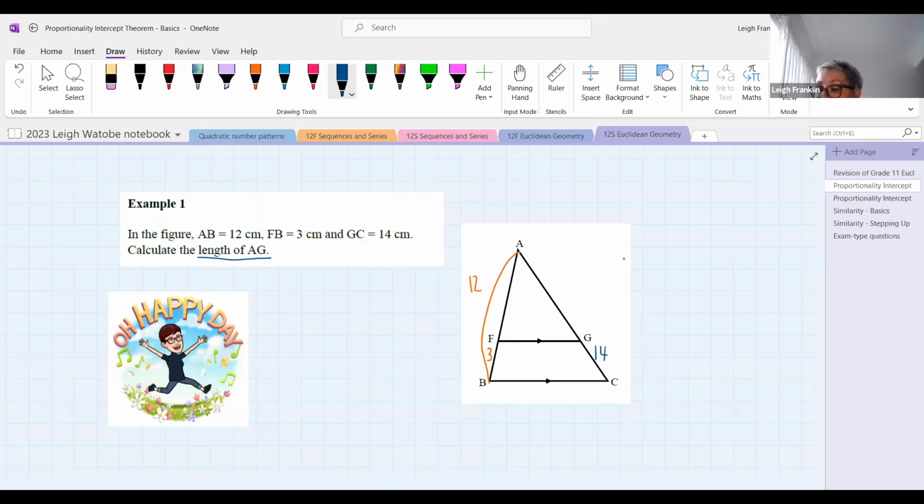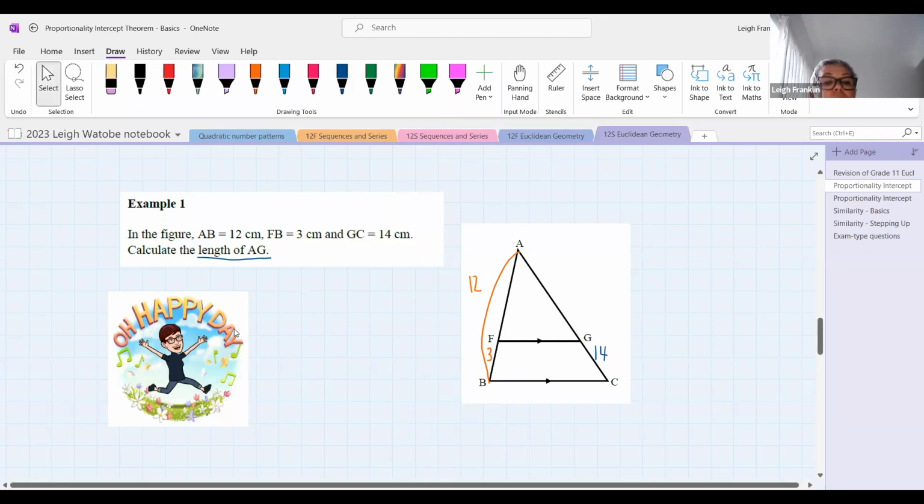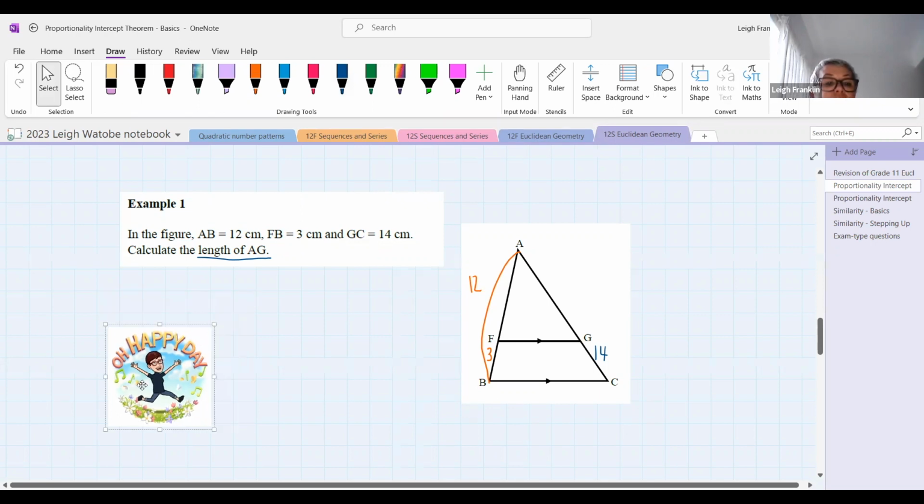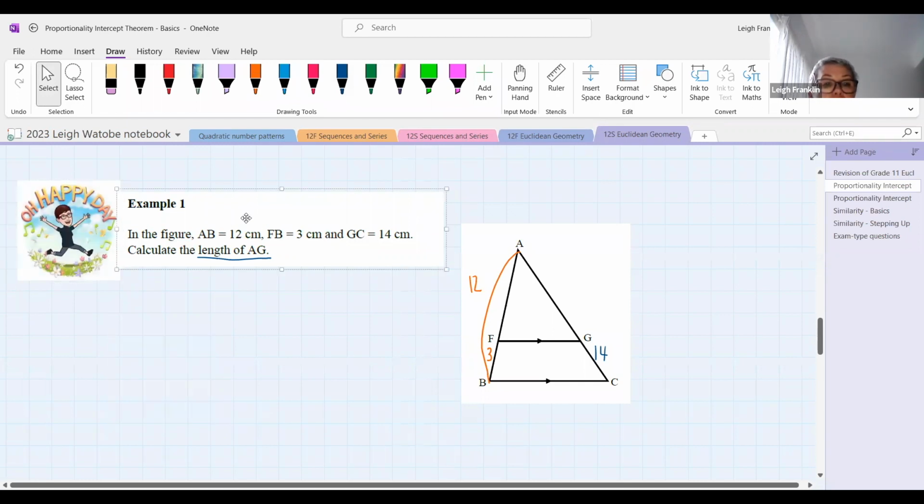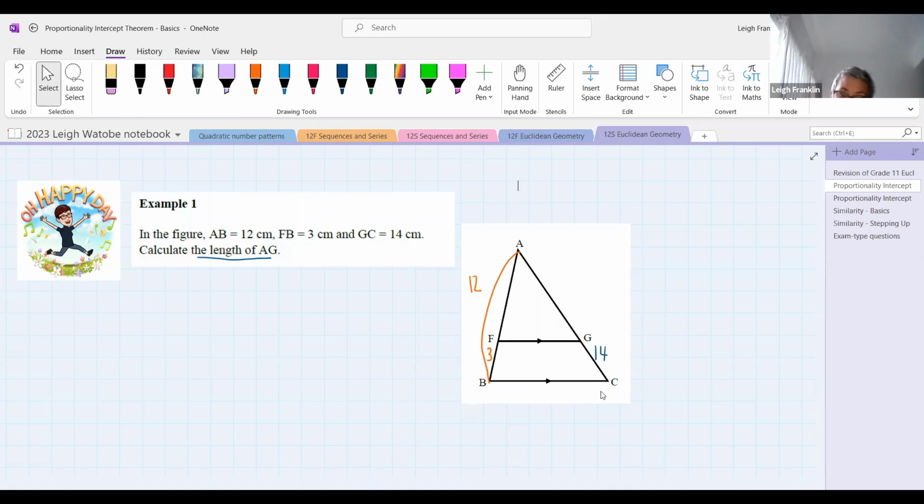So the first thing that you need to do is make a proportion, and you have to substantiate your answer with a reason. In other words, proportionality intercept theorem. We know that we're allowed to apply proportionality intercept theorem here because we have a line drawn parallel to one side of a triangle, and it cuts the remaining two sides in proportions. So the easiest thing for you to do is to put AG in the numerator. We're going to make a statement because we want to solve for AG.